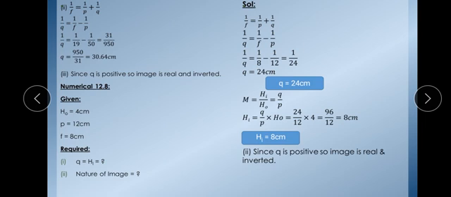As we know in the previous numericals that m is equal to h of I over h of O is equal to q by p. So to calculate height of image, it will become equal to q by p multiply ho, which is equal to 24 by 12 multiply 4. It will become 96 by 12 is equal to 8 centimeter. Since again q is positive, so image is real and inverted, which is the nature of image.